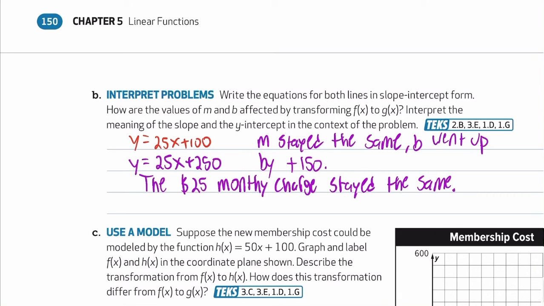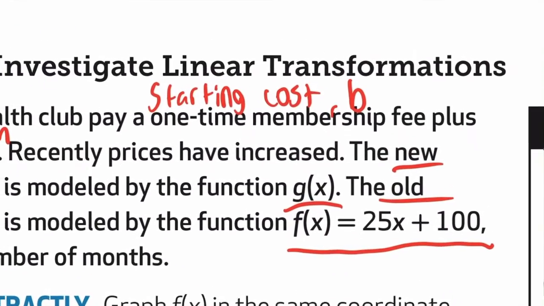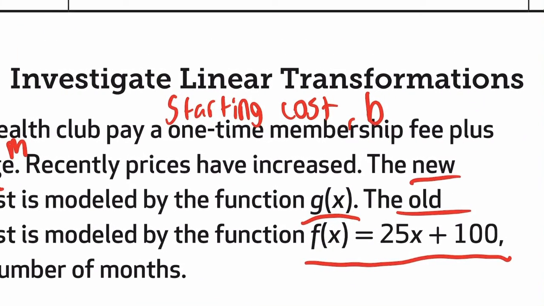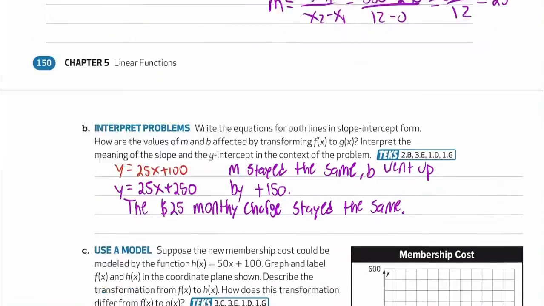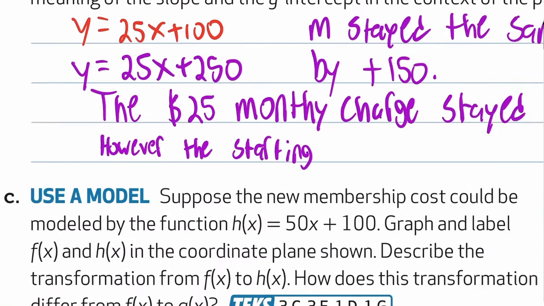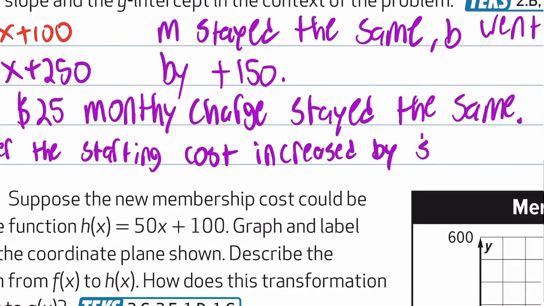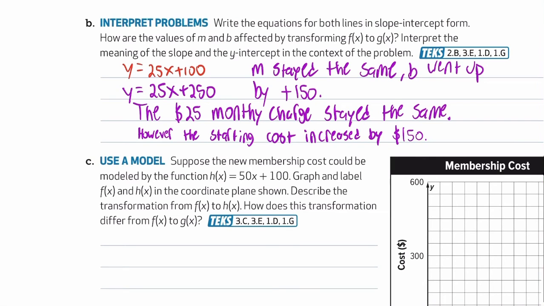However, the y-intercept, and what does the y-intercept represent? The y-intercept is the starting cost. It's right there in red. However, the starting cost increased. And that's how we went from f of x to g of x, and that's how you would explain it to somebody else who only knows business and doesn't know math.